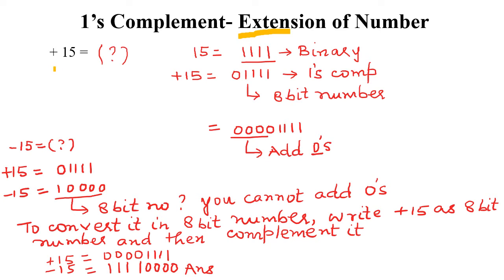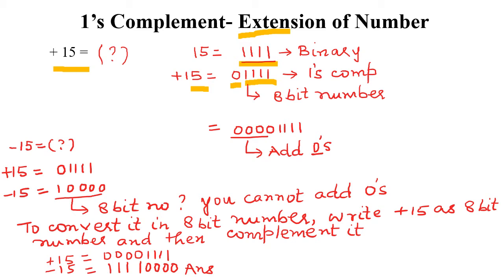Now extension of a ones complement number. Let us write plus 15 in ones complement form. First write the magnitude of 15, which is equal to 4 ones. Now plus 15 is a sign bit 0 added in front of the magnitude 1111.